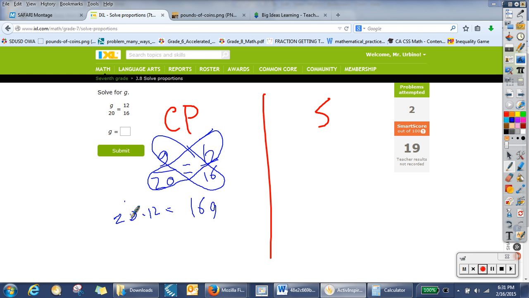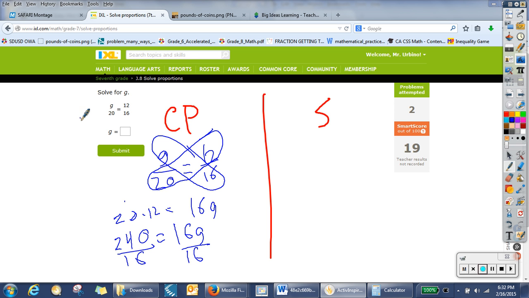Now, 20 times 12. I know that 2 times 12 is 24, and whenever you have the 0, you can just add on to it. So I have 20 times 12 will give me 240. I know that that is going to be equal to 16g. Now, a number times 16 is going to give me 240. So, just like when we're solving equations, I'm going to divide both sides by 16.